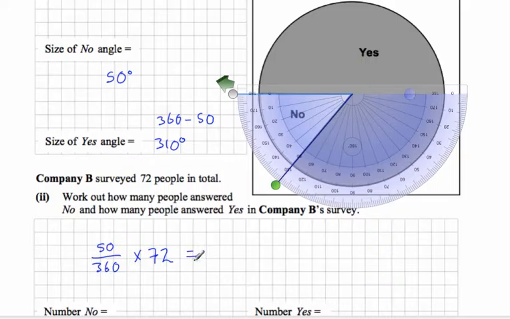So when we put that in our calculator, the fraction, 50 over 360, and times it by 72, the answer we get is 10. So 10 people said no. So that's 10 here. And then the people who said yes, well, if there was 72 in total, just take away the 10 who said no, and that leaves 62 people who said yes.